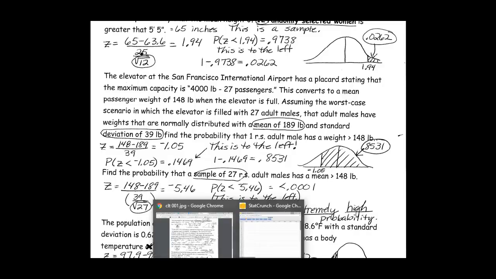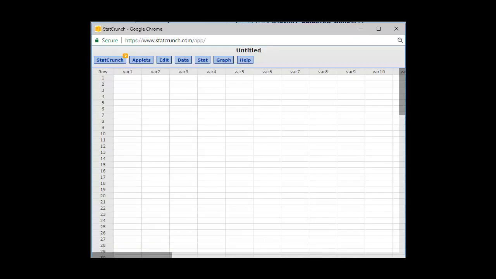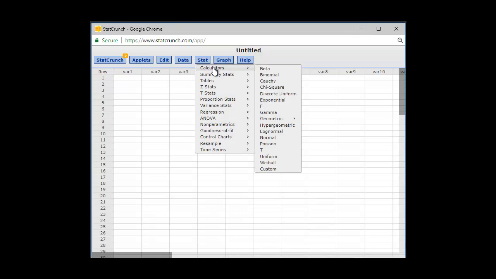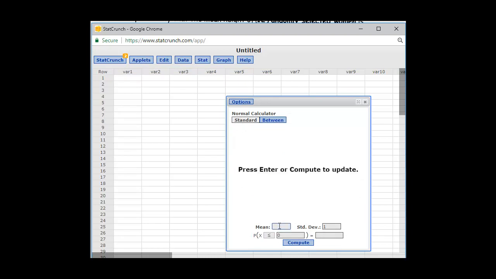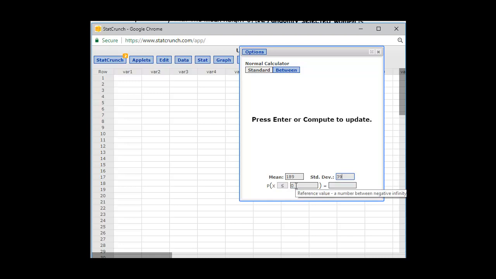So again, I'm going to show you how to do that in StatCrunch. So we're going to go to Stats, Calculators, down to Normal. I keep losing my paper on you. Okay, for my mean, I'm going to put in 189. Average weight of males was 189 with a standard deviation of 39. I'm calculating for 1 at this point, so we can see the difference.